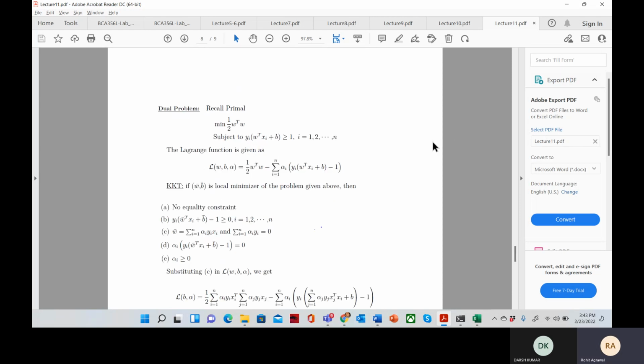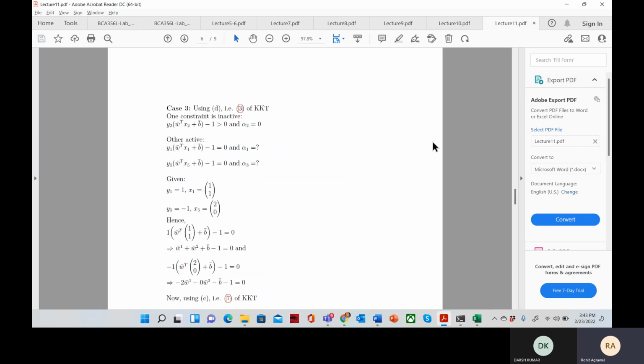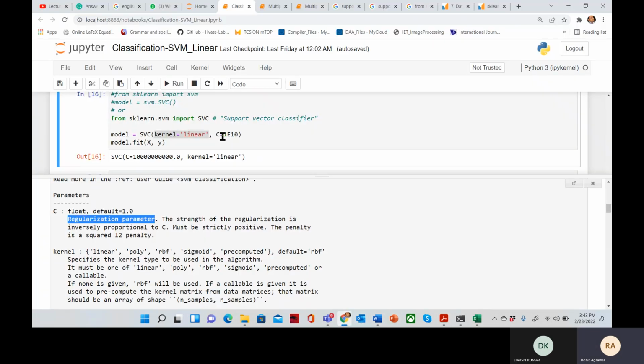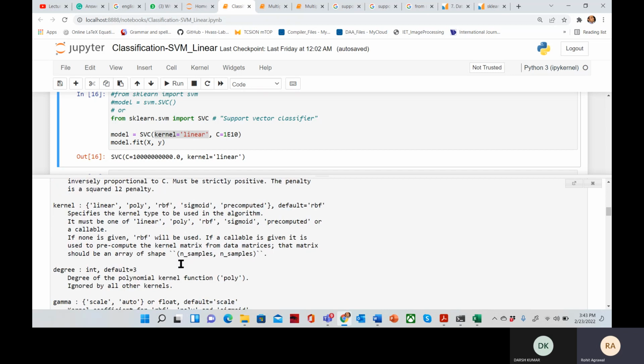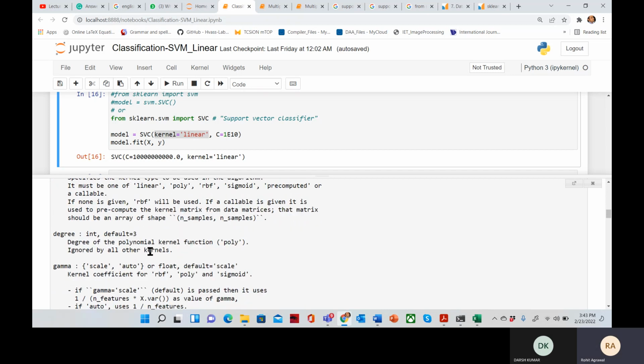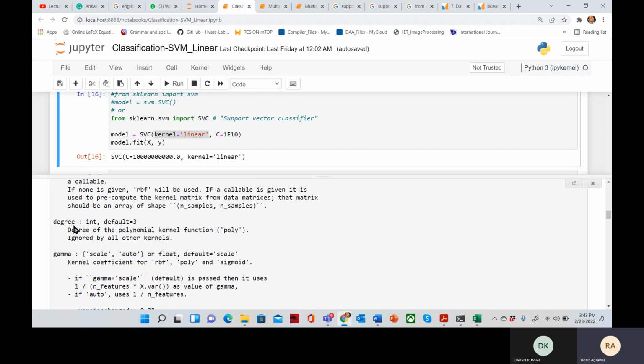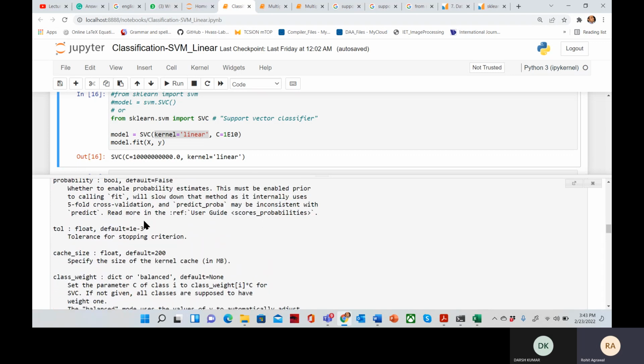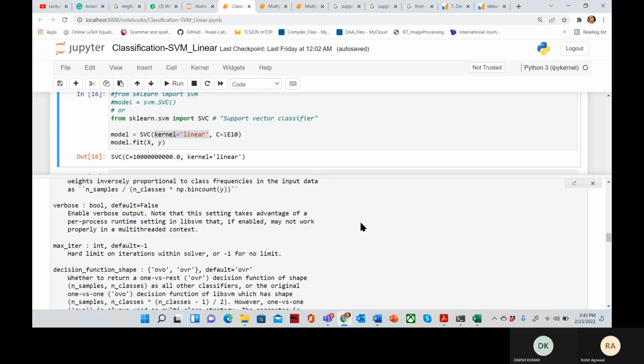Those who are interested can contact me so I can discuss the mathematics. Otherwise I am skipping it because it is not in your syllabus. So this is one kind of parameter and there are other parameters too, which are optional. The other parameter is the degree, the degree of a polynomial kernel function. By default it is 3, so we are assuming that it is 3. There are more parameters, but we are ignoring all of them. You can read all these parameters.